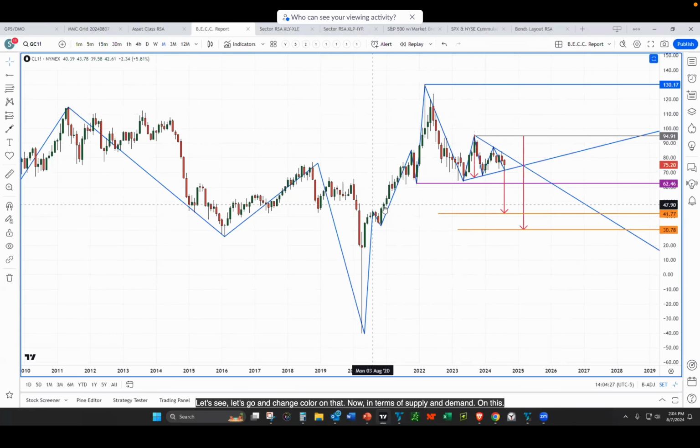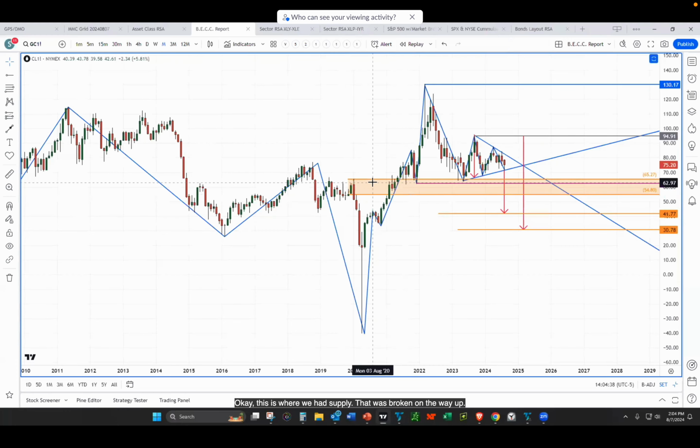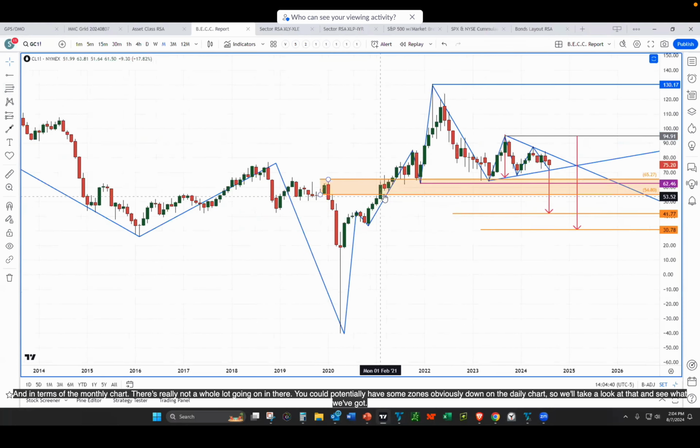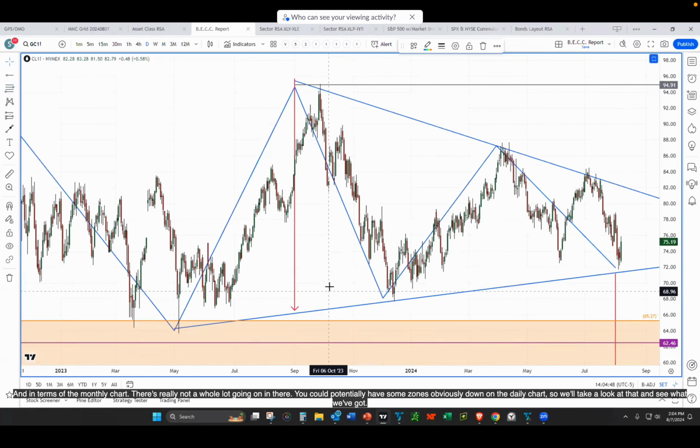Now, in terms of supply and demand, when you're looking at the monthly chart here, the last major monthly imbalance that you had was here. This is where we had supply that was broken on the way up. In terms of the monthly chart, there's not a whole lot going on in there. You could potentially have some zones down on the daily chart, so we'll take a look at that and see what we've got.